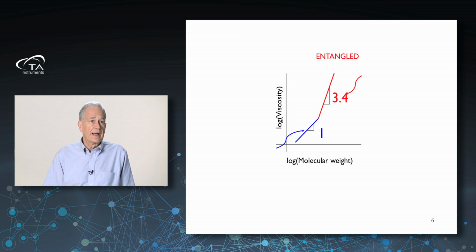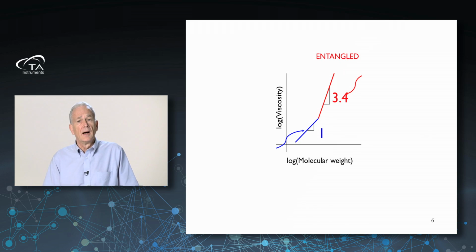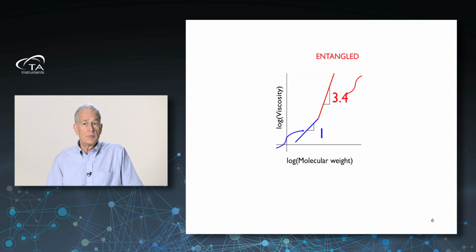So let's first look at the homogeneous blends. I think you probably know that polymer viscosity changes very significantly with molecular weight when you go above the entanglement molecular weight. So we have here a log-log plot of viscosity versus molecular weight, and you can see a break there. The blue curve is a slope of 1, and then it jumps to more than 3.